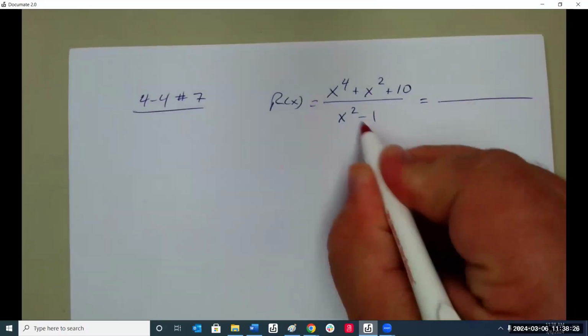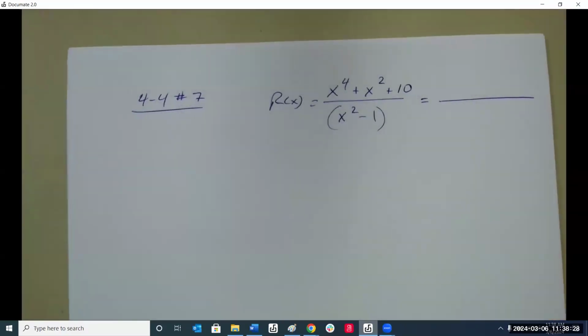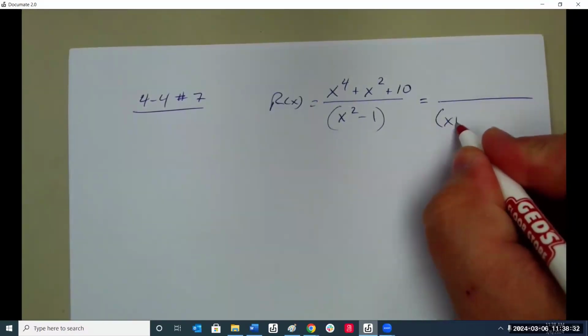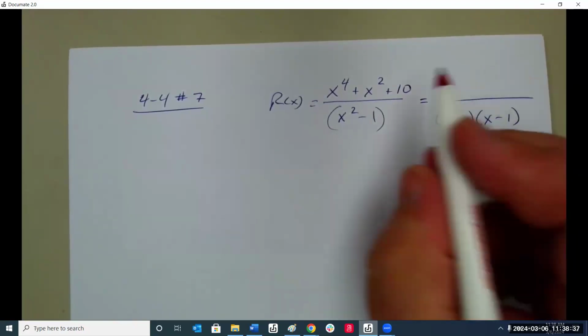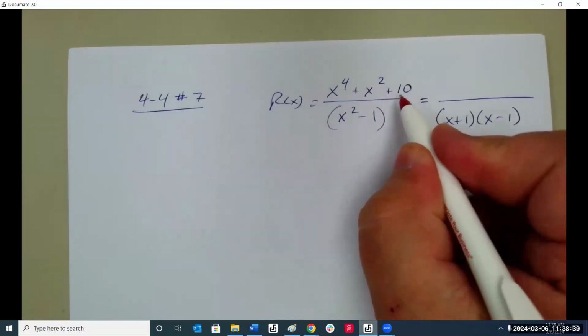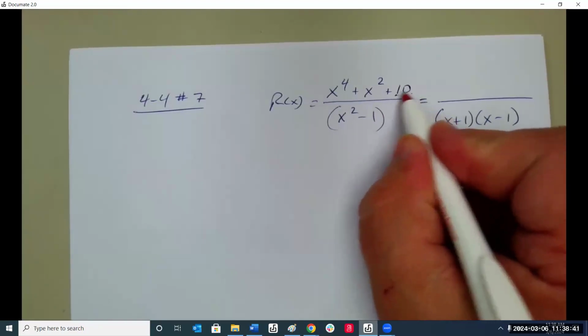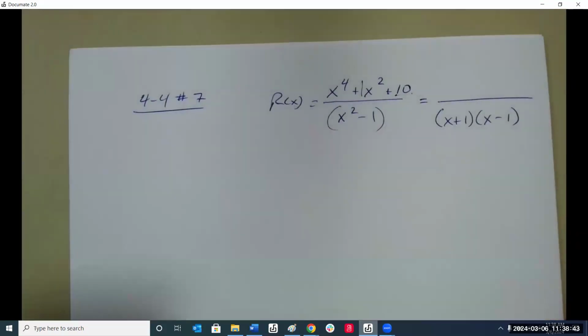Okay, we know what the bottom is going to factor out into. What's the bottom going to factor out into? Right, it's a difference of two squares. Now the top, what times what is 10, when you add them, you get 1? We can't factor it that way. So we've got to use the quadratic formula.